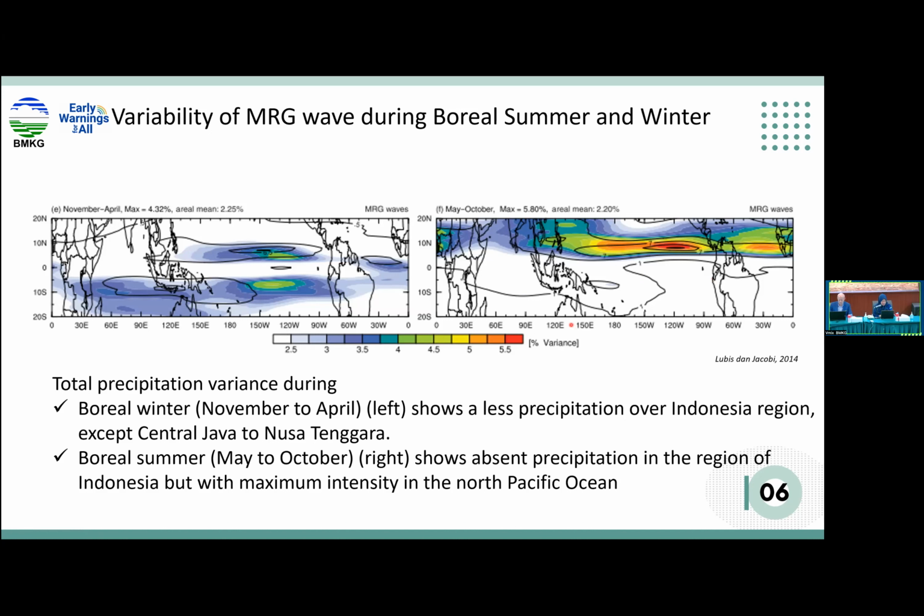the North Pacific Ocean. However, if we look at the whole Maritime Continent, during boreal summer we can still see that in the area of the Philippines, Cambodia, Vietnam, Myanmar, and also Thailand, there is a significant high variance, and also in Central America and the western part of Africa.